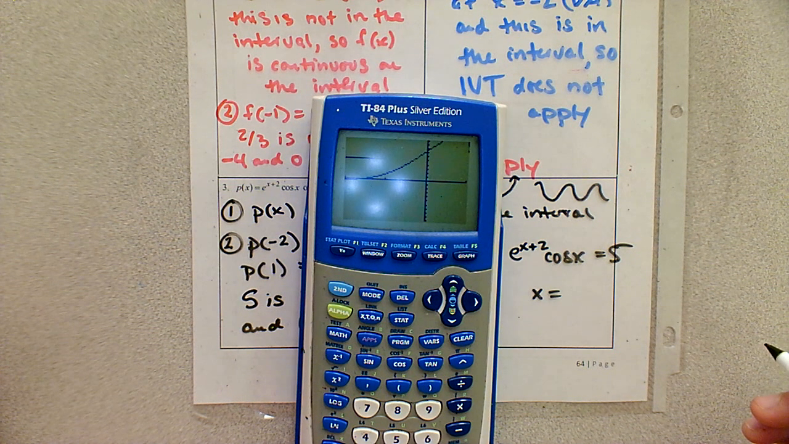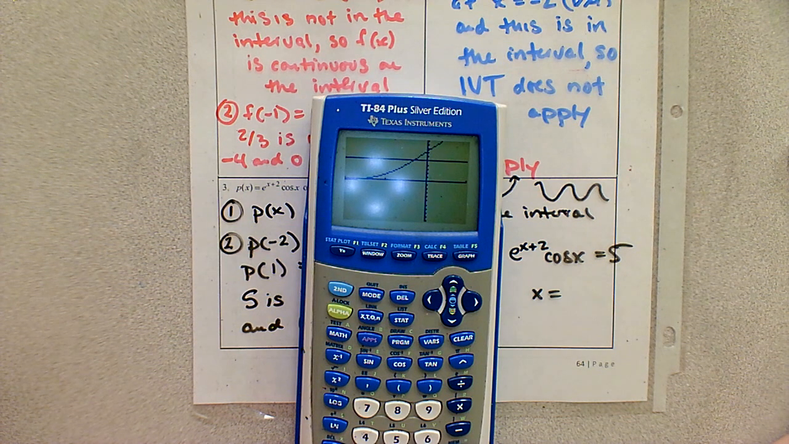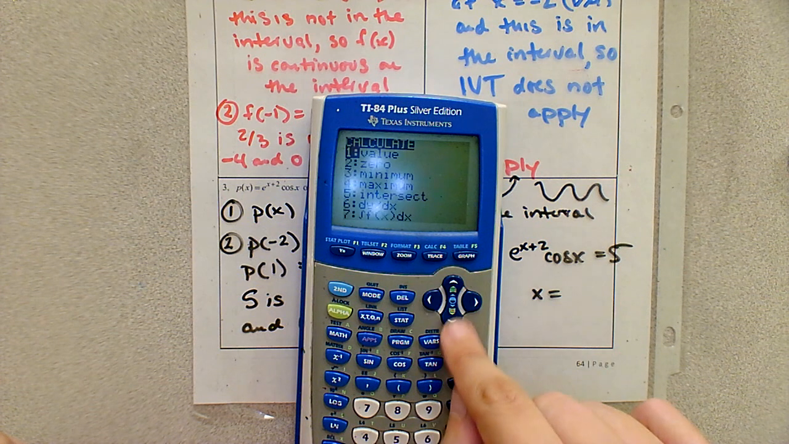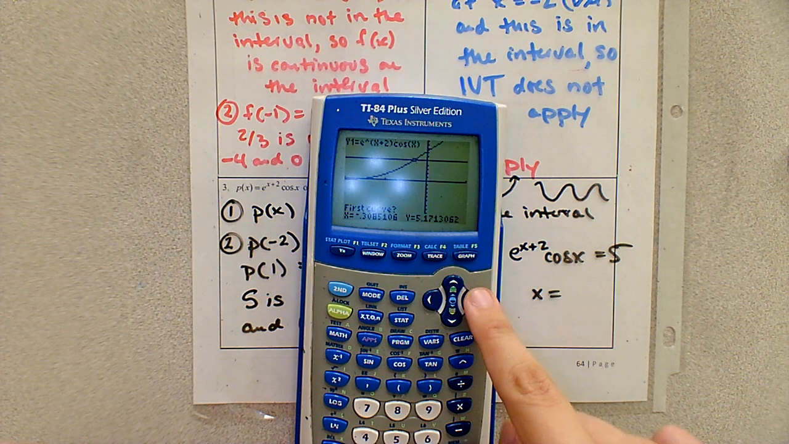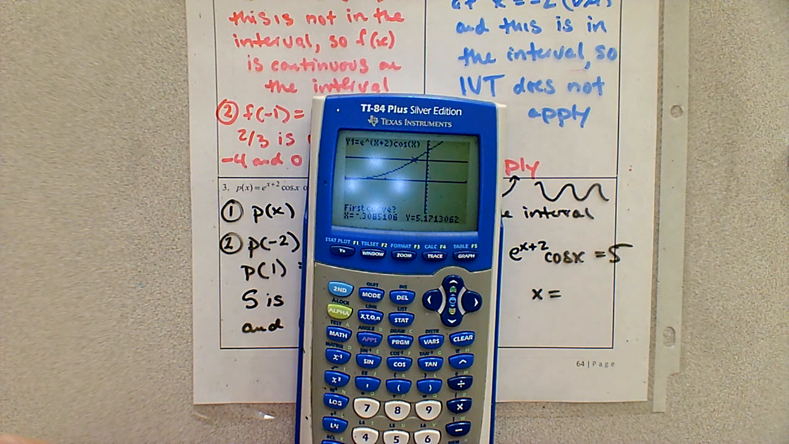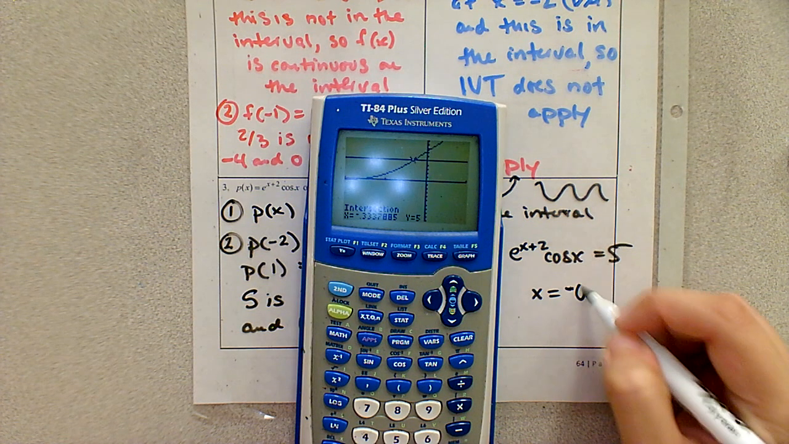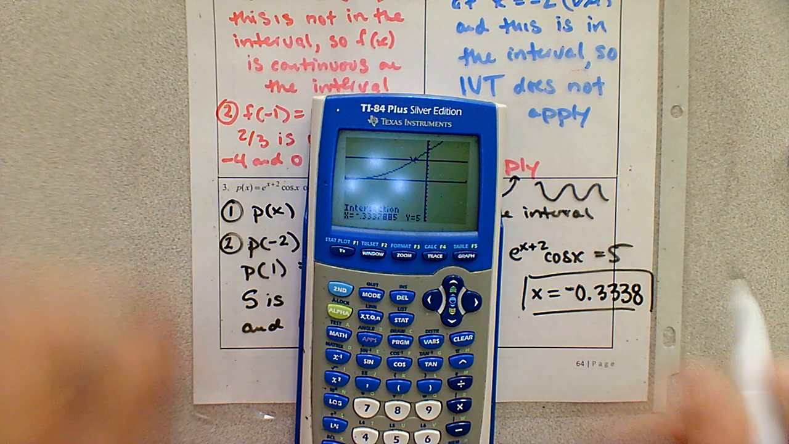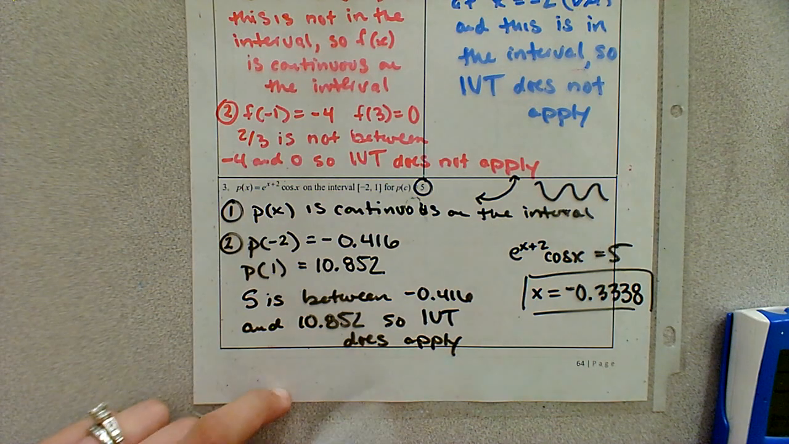So there's our function, there's the value of 5, and we are interested in that intersection point to figure out the x location. So to find the intersection, we'll hit second and then trace. Option number 5. We're going to move the little cursor to where we think the intersection is and hit enter 3 times. It looks like our x location is -0.3338, and notice how that x location is between -2 and 1 like the IVT said it should be.